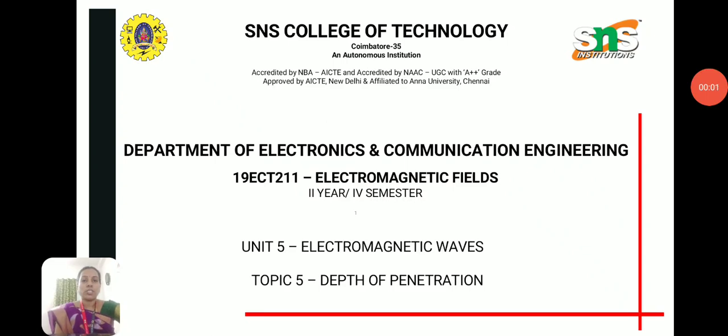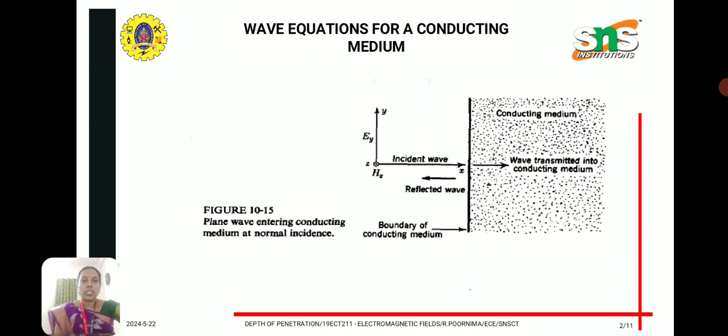Welcome to this video lecture on the topic depth of penetration. So consider wave equations for a conducting medium. From the diagram, a plane wave is entering the conducting medium at normal incidence.